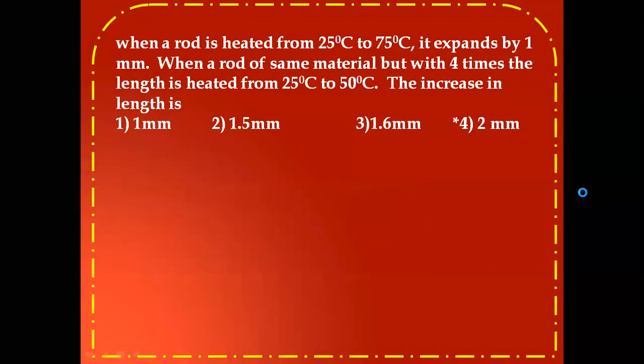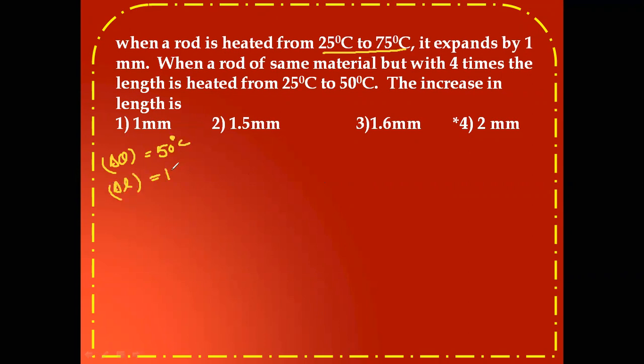Next problem. Next problem, see here. When a rod is heated from 25 to 75 degrees Celsius, it expands by 1 mm. So the information they gave me is delta theta, that is equal to 50 degrees Celsius, and delta L also they gave, that is equal to 1 mm.